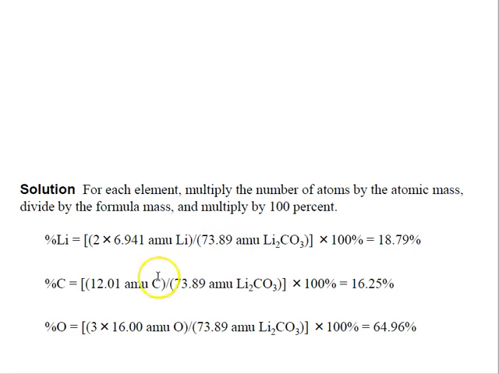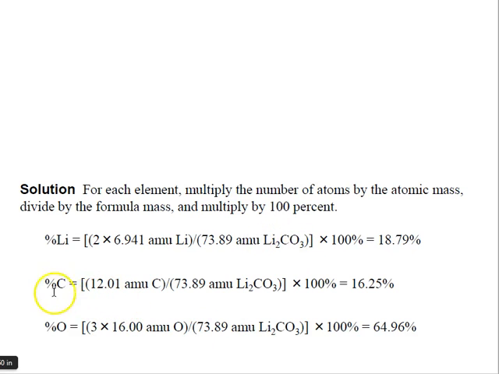So for the percent lithium, the formula Li2CO3 has 2 lithiums in it. Lithium is 6.941, so you do 2 times 6.941. That's how much mass lithium is of the total. And so you'll do part per whole. And notice the whole is the same for each, which is just the total molecular mass. You multiply by 100, and that means that lithium contributes 18.79% of the lithium carbonate.